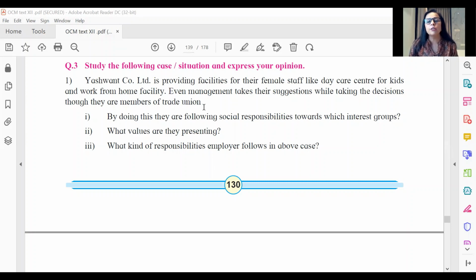Second question, what are the values that they are presenting? By looking after the needs of the female staff, they are honoring the social values for their employees. All right, so this is a one-line, simple, very vague question.